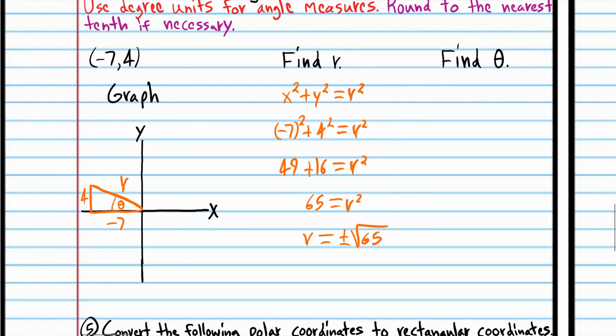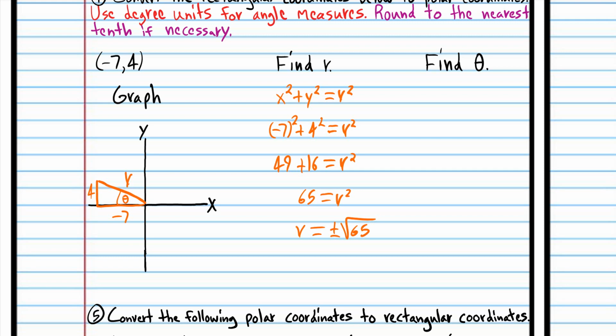Now, normally r is not allowed to be negative. When you're calculating the values of trigonometric functions, r is defined to be positive. But when you're graphing points using polar coordinates, r can actually be negative. But we don't know if we're going to choose positive root 65 or negative root 65. We won't know that until we find theta.